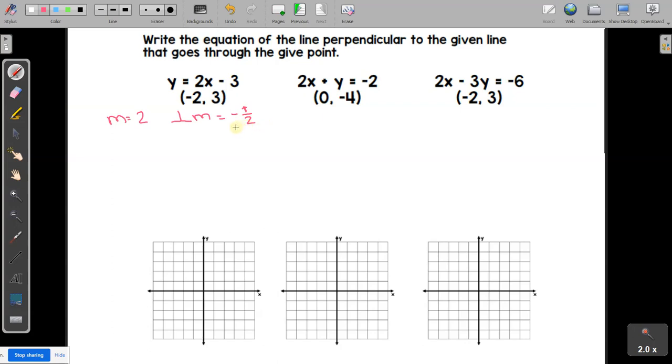So we're going to do the same thing that we did before. We're going to take our equation, y equals mx plus b. Substitute in our x and our y. So our x here is negative 2, and our y is 3. We're going to substitute that in. So our y is 3.